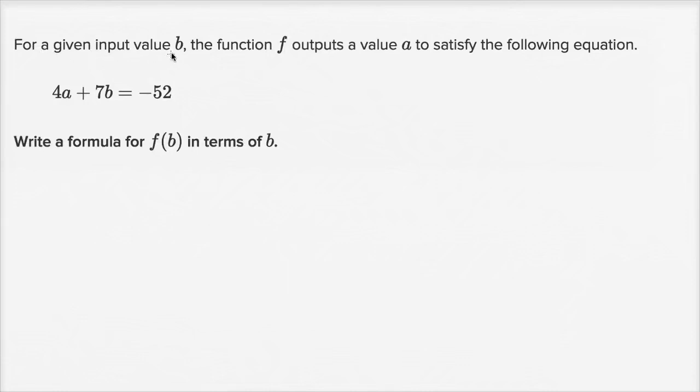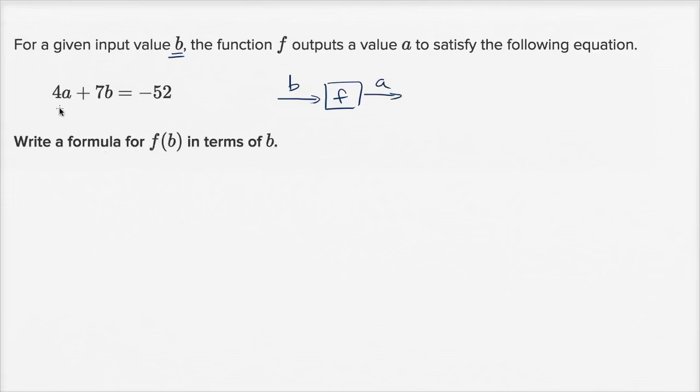For a given input value b, the function f outputs a value a to satisfy the following equation: 4a plus 7b is equal to negative 52. So for a given input b, the function f will output an a that satisfies this relationship for the a and the b. Write a formula for f of b in terms of b.